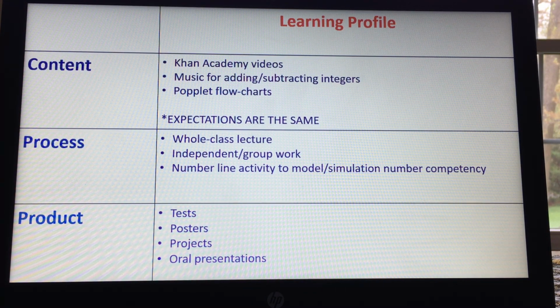The process of how I differentiate, I offer whole class lectures at the beginning of class, which are 10 to 15 minutes, and then I break students up into independent and group work. Independent works for the students that prefer to work by themselves, while group work allows for students to collaborate with their peers and critique the reasoning of others in order to find the correct solution process.